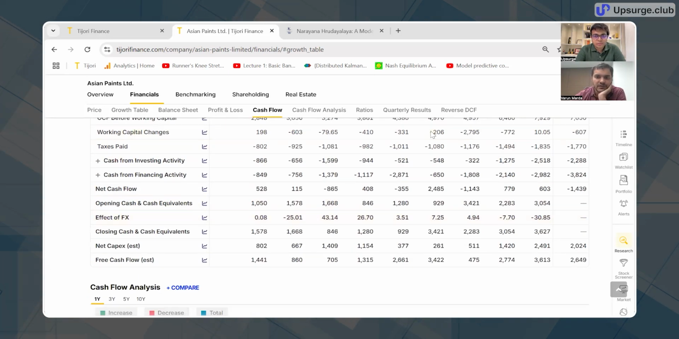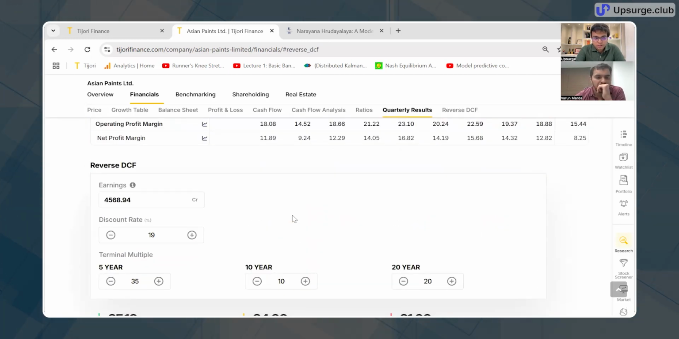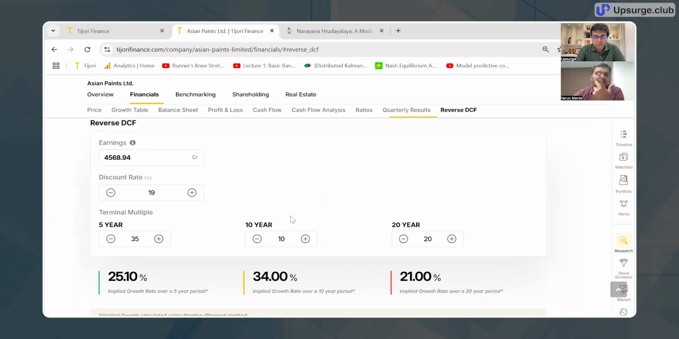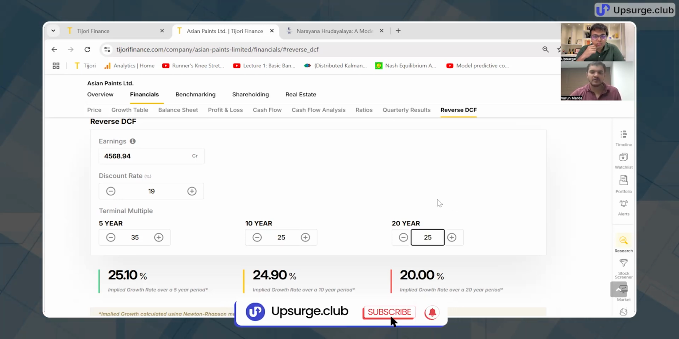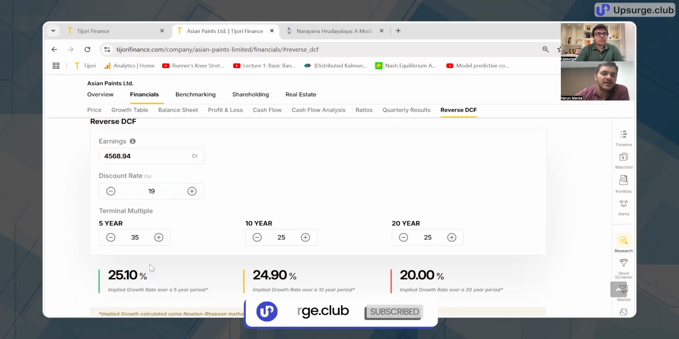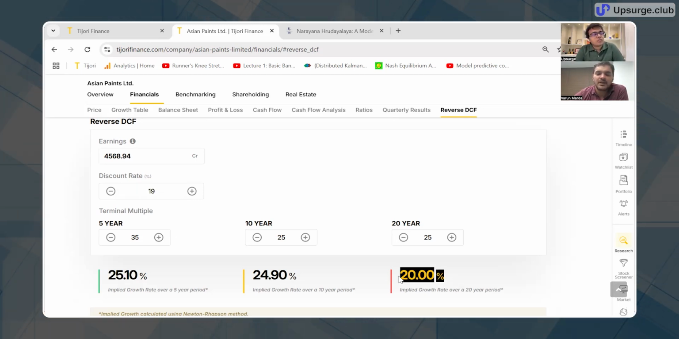Makes sense. And what about the other two features, the 10-year terminal multiple and the 20-year terminal multiple? Yeah, so basically, you can put in what you think the PE will be 10 years from now, which should be less. I mean, you can be more conservative. So this is telling you that if you want to make 19% CAGR over the next 5 years, it needs to grow its earnings at 25%. If you want to make 19% CAGR over the next 20 years, then this company needs to grow its earnings at 20% over the next 20 years.